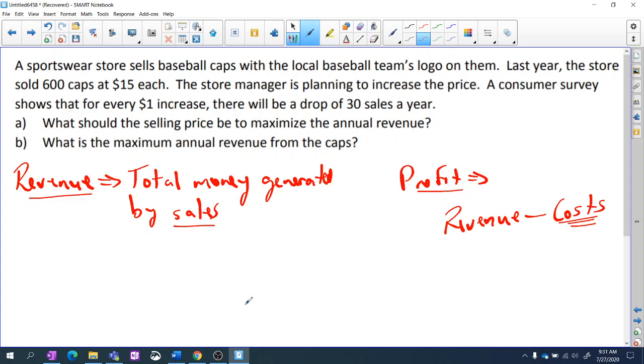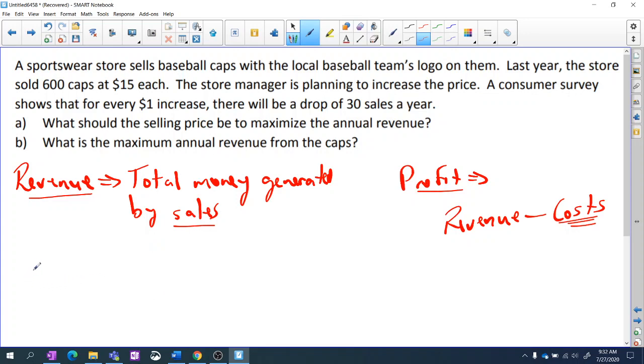All right, so the first example is talking about selling baseball caps with a logo on them. It said last year the store sold 600 of these hats at $15 each. The store manager is planning to increase the price. A consumer survey has shown that every time they put the price up by $1, they're going to lose about 30 sales a year. Now, sometimes people will say, well, you don't want to lose sales. Well, sometimes losing sales can still allow you to make more money if you put that price up a little bit. So it's trying to find that balance point that'll give you your maximum revenue.